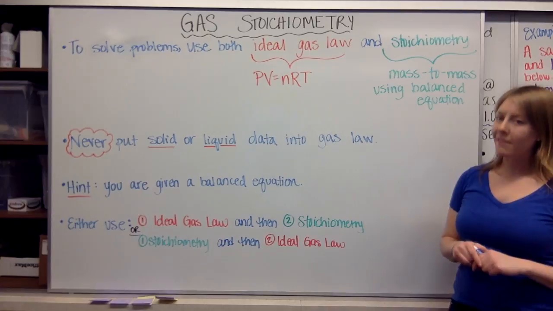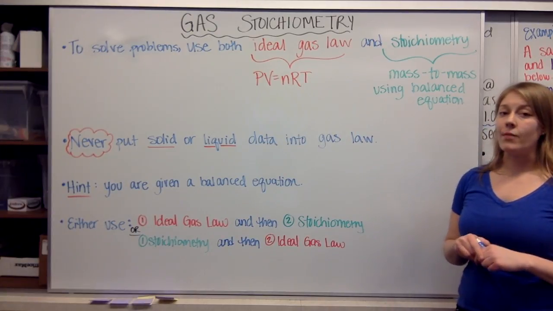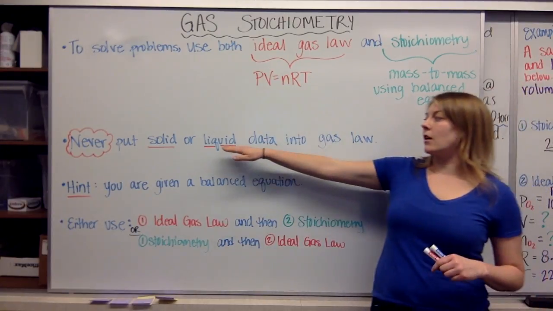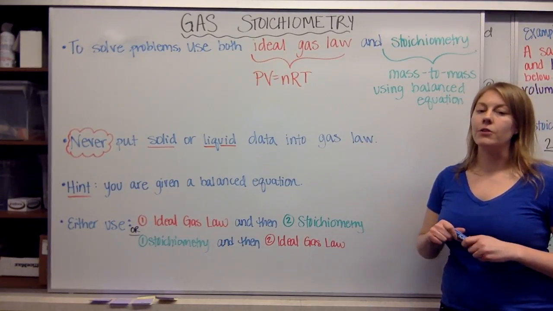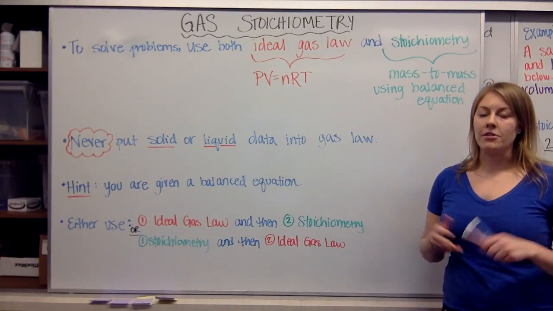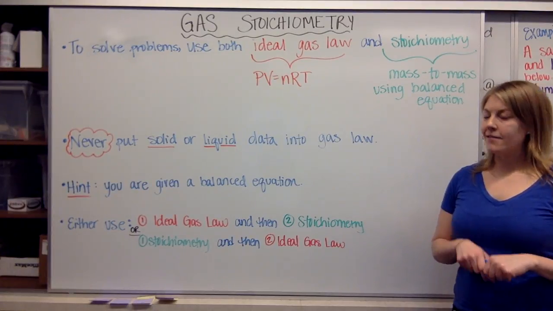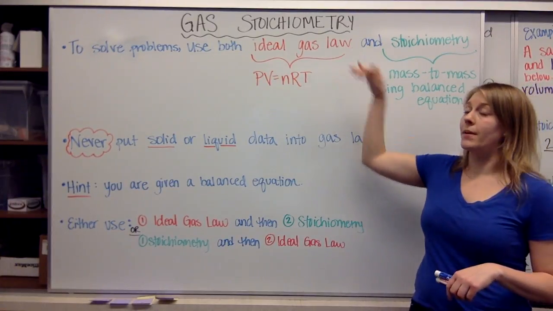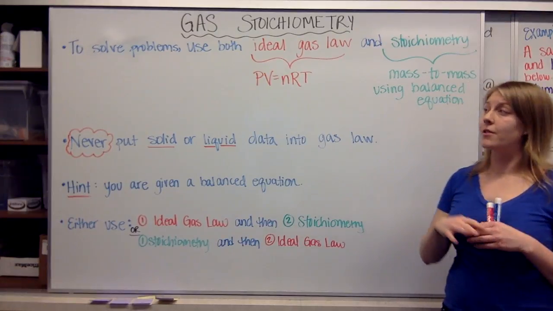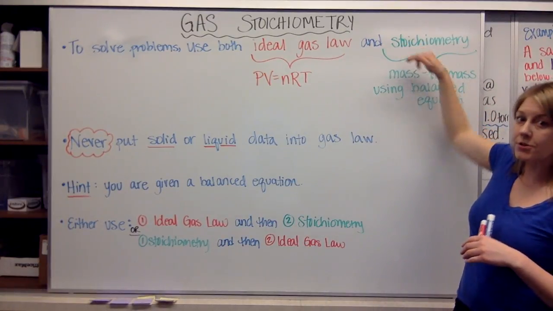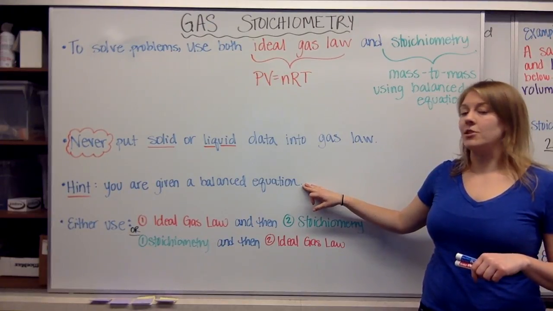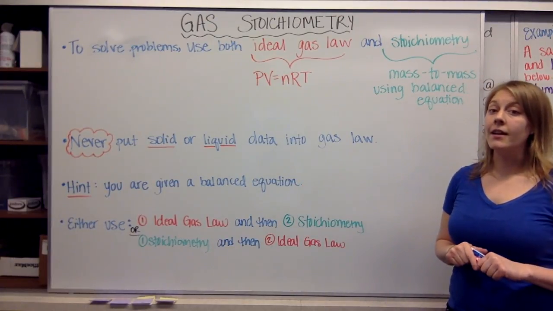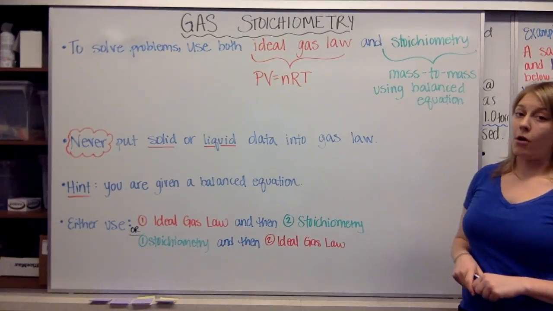Because we're using gas laws, when we see our balanced equations, never ever put solid or liquid data into a gas law. So you cannot use solid or liquid data in PV equals nRT in the ideal gas law. They're not gases. A hint that you're going to want to be doing gas stoichiometry, so using ideal gas law and stoichiometry, is that you're going to see a balanced equation here. You're going to be given a balanced equation. So that'll kind of be a good hint to signify stoichiometry will be involved.